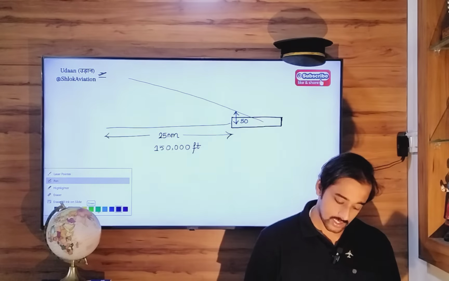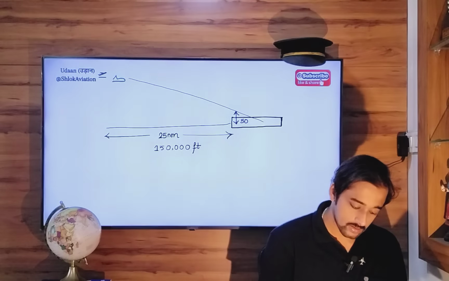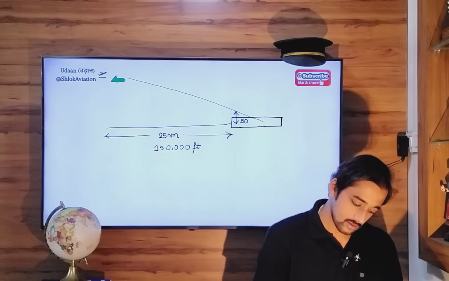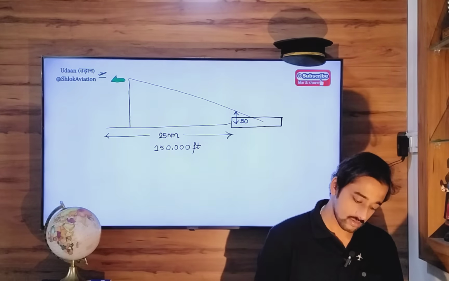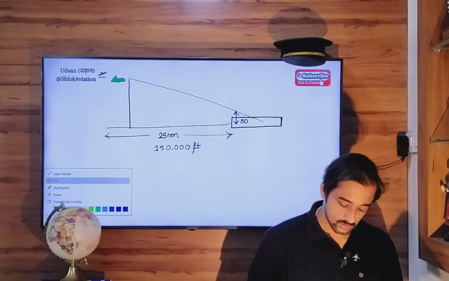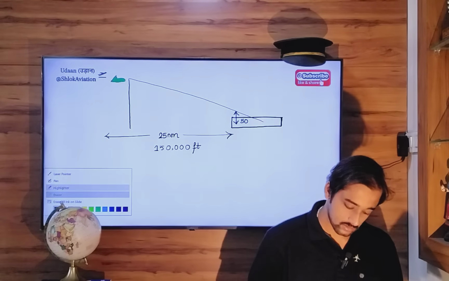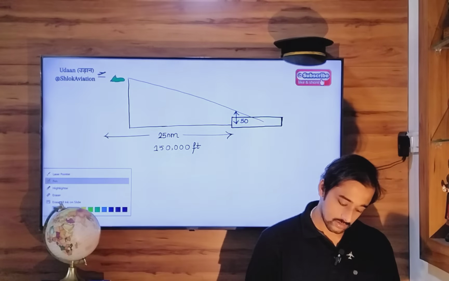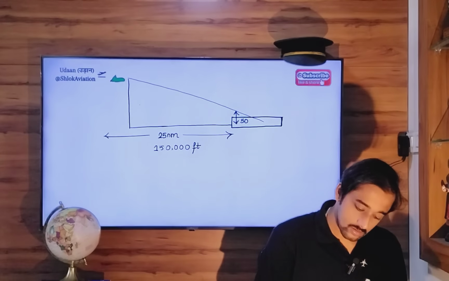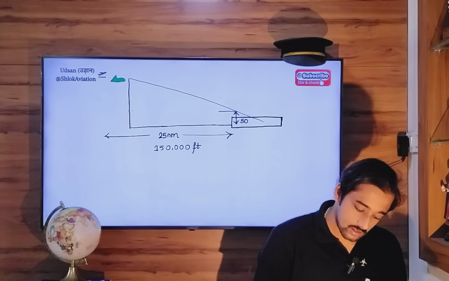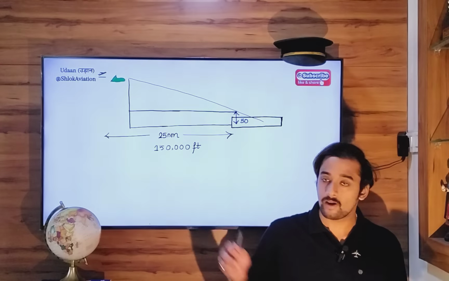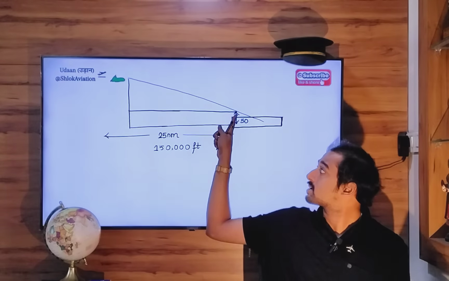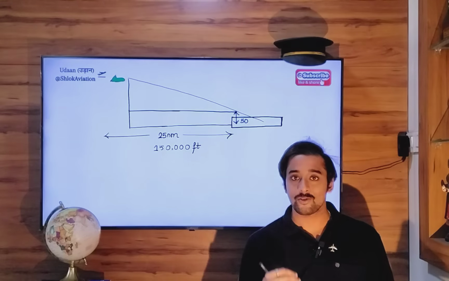So you have to find the aircraft's height. Aircraft is here. To find the height of aircraft from the threshold, that is from the ground level, first we will find this height with respect to this glide slope, and then we will add this extra 50 feet. That will be the height of aircraft from the threshold.